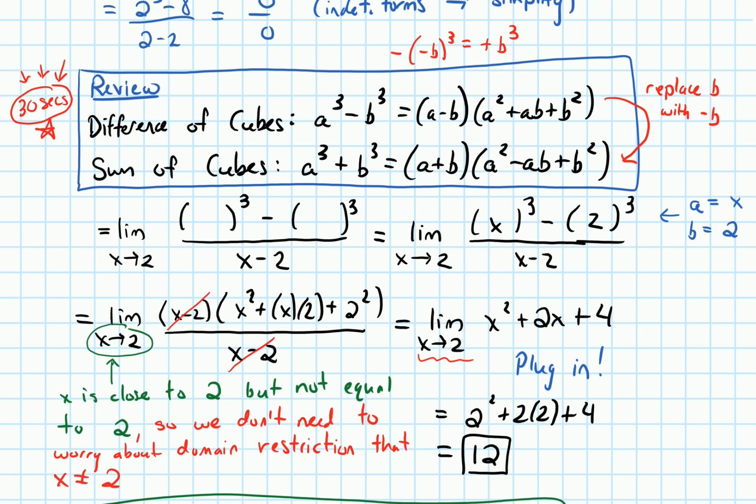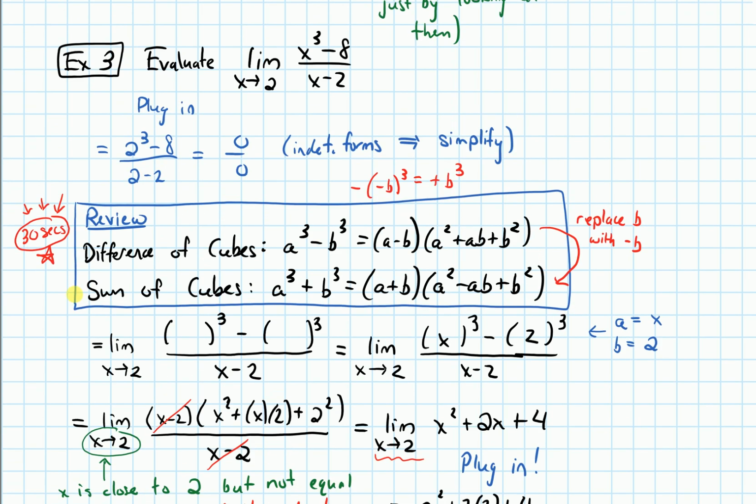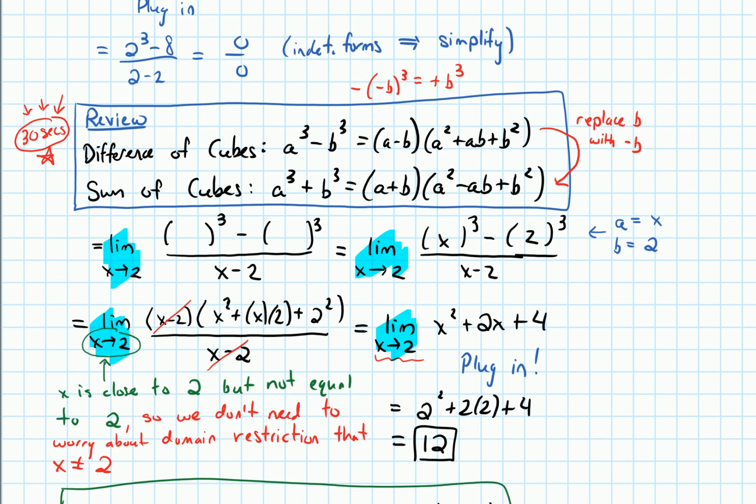All right, so one important notational thing about problems like this, or just general limit problems, is when we have a limit problem and we're simplifying, we need to keep writing the limit until we plug in. So in this problem, there were several steps where we wrote the limit in front. The limit in front was written here in the first step. It was written here, written here, written here, written here. Only when we plugged in, and the plug-in happened here, did we stop writing that limit. And that is really important.